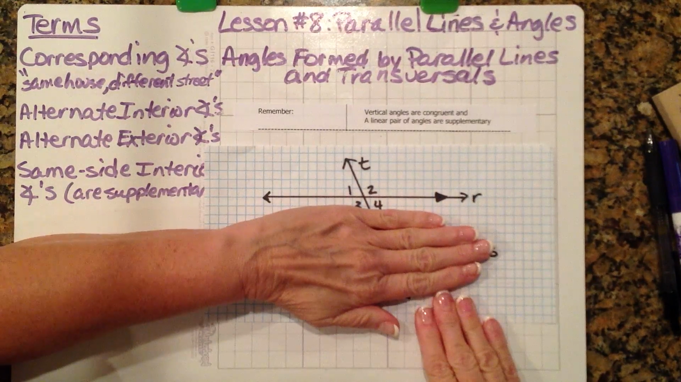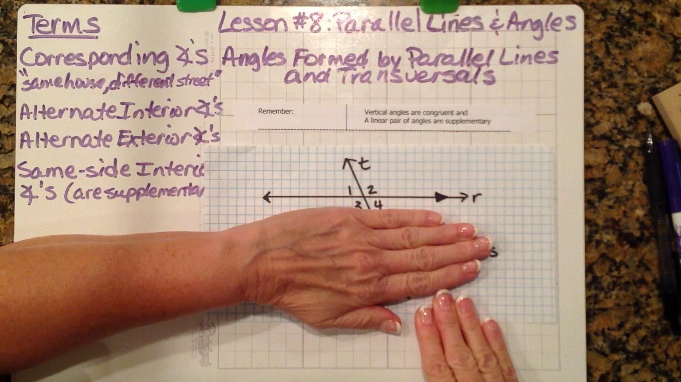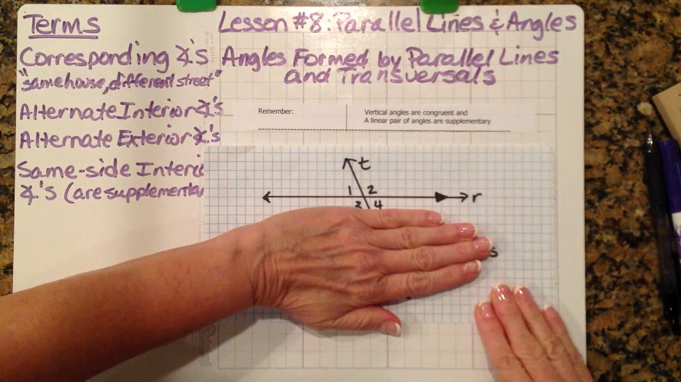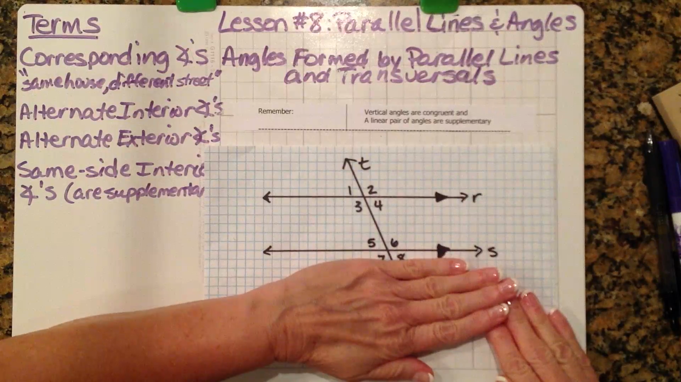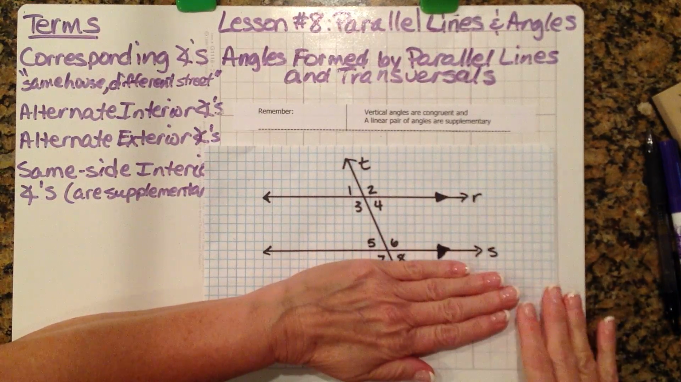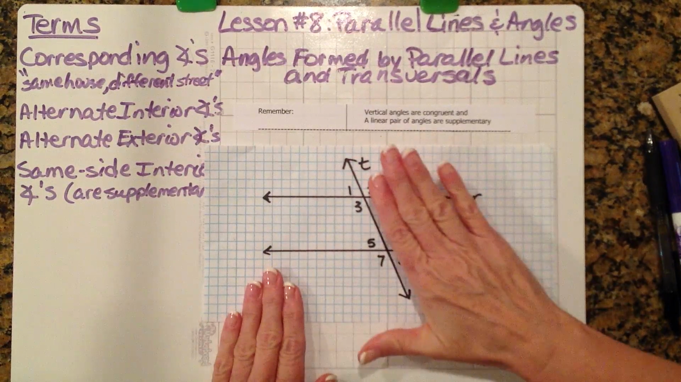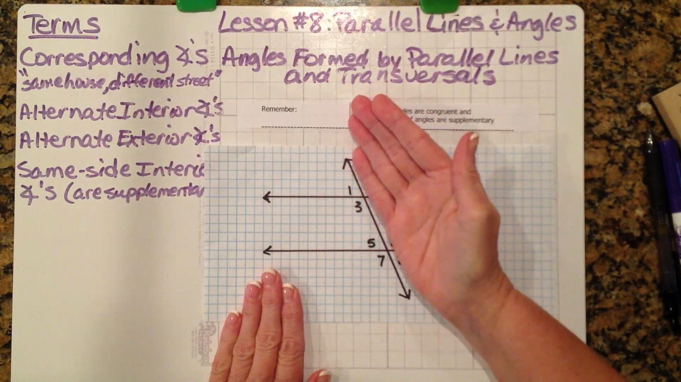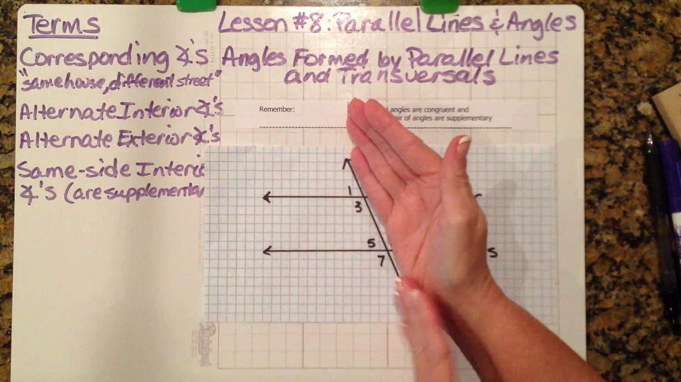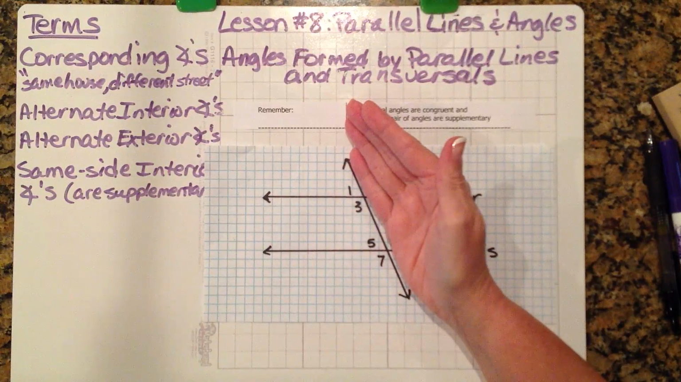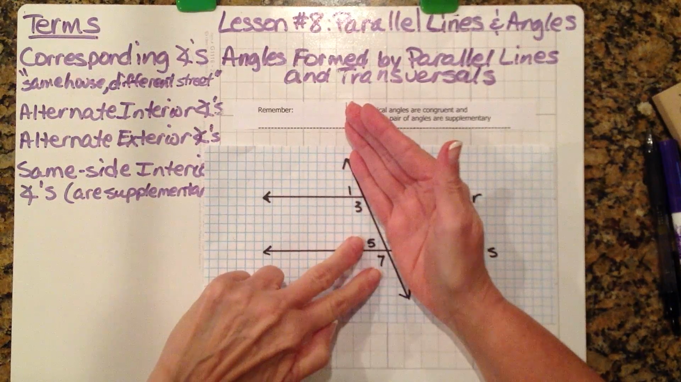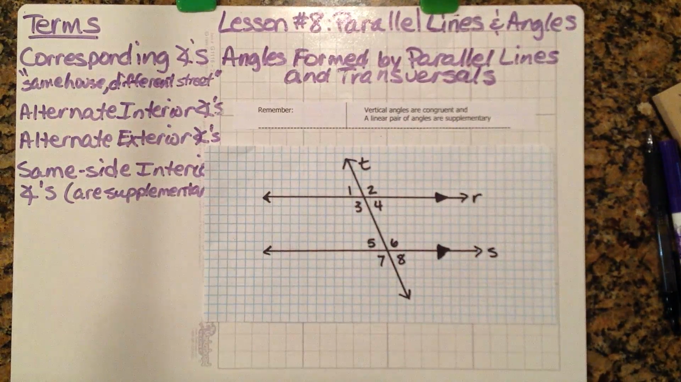If you notice, angle 1 and angle 2 are a linear pair. There's a whole bunch of them right here. 5 and 6 form a linear pair. These two add up to 180. Let's go over here on this side right here. Angle 1 and 3 form a linear pair. See how they form a line? That means that they're a linear pair and they add up to 180 degrees. And so is 5 and 7. So there's a lot of examples right there to look at.